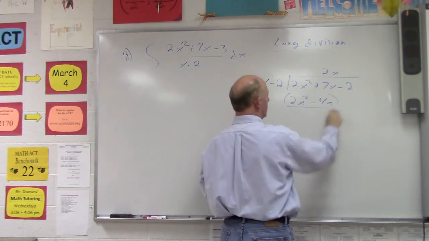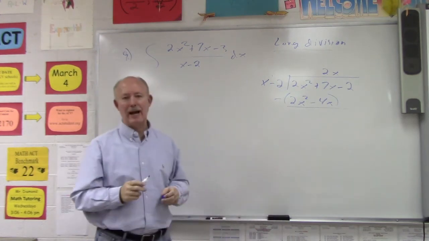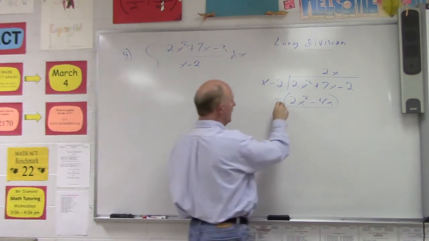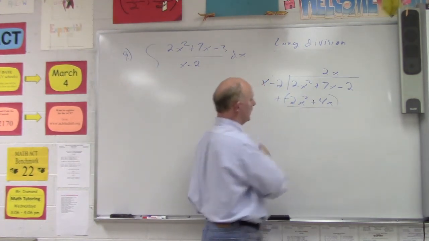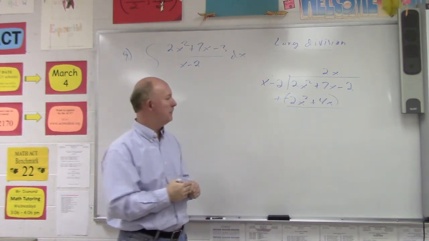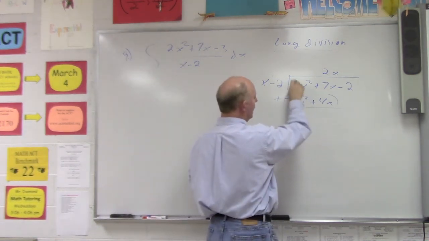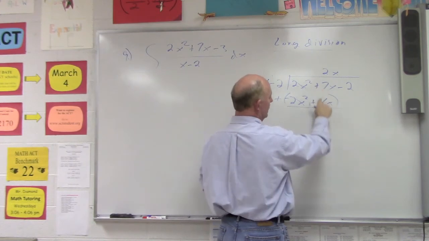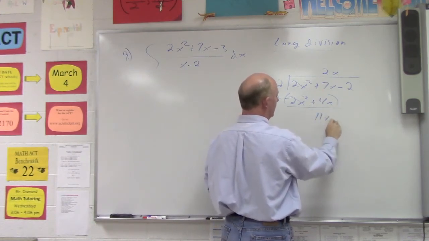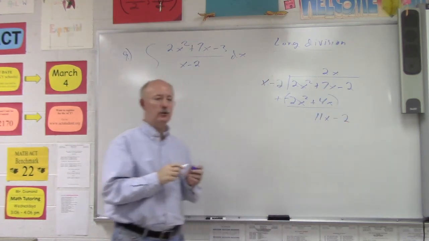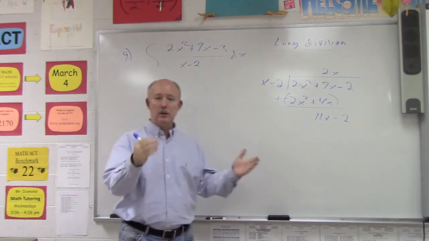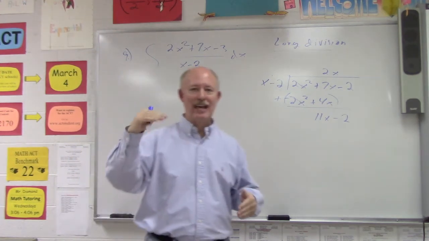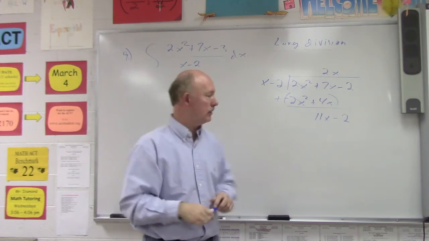So let's put this in parentheses. Okay, we have to subtract now. To subtract, I want to just distribute this negative to both of those, and we'll add them up. Now, 2x squared and negative 2x squared are going to add up to 0. 7x and 4x gives us 11x. And let's bring down the minus 2. Now, let's divide one more time. We're going to do that same process again in long division.